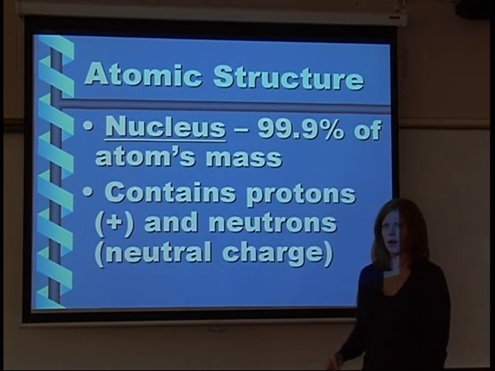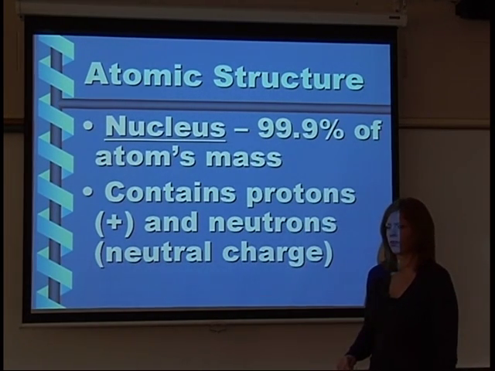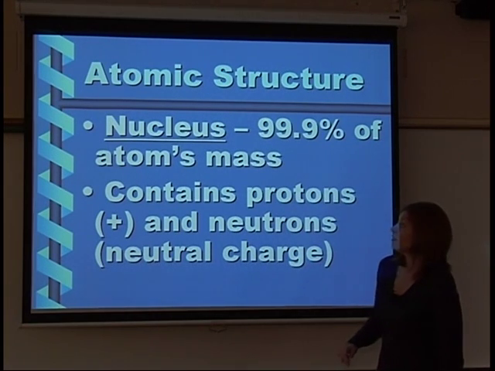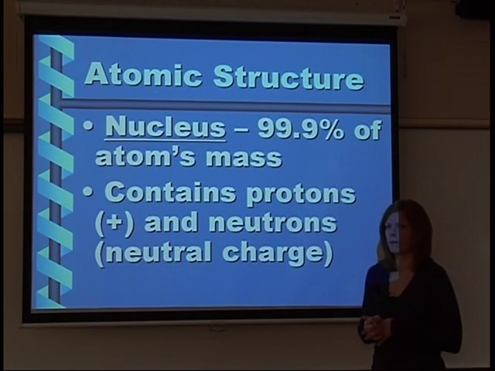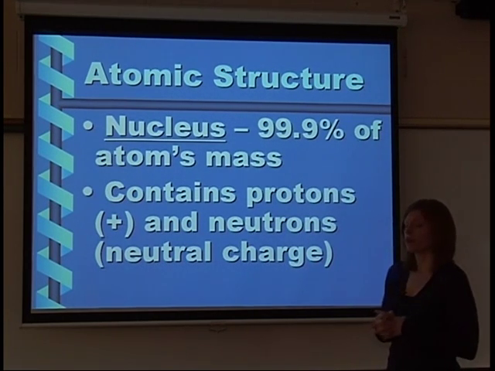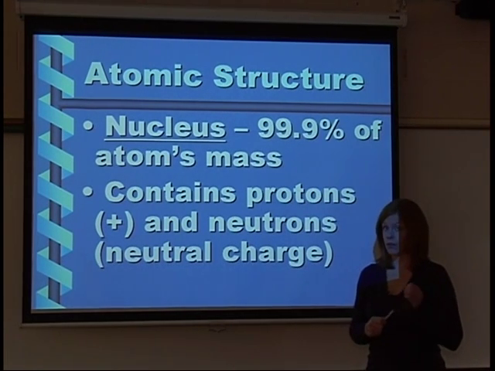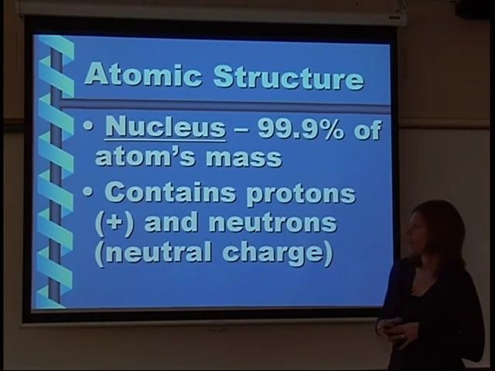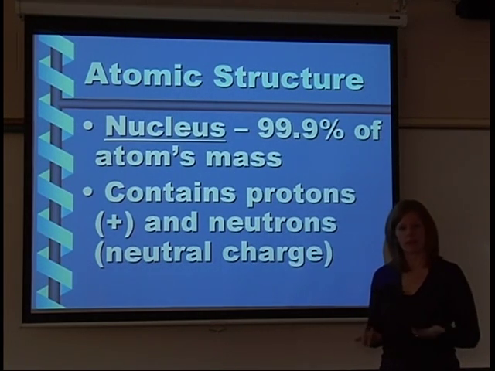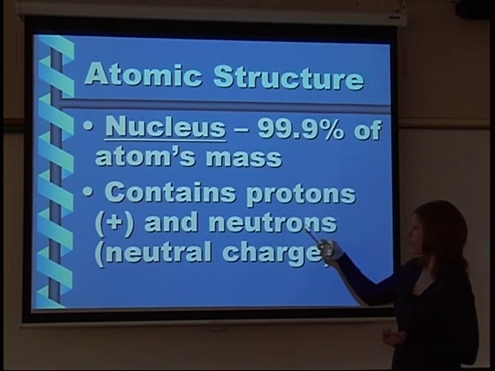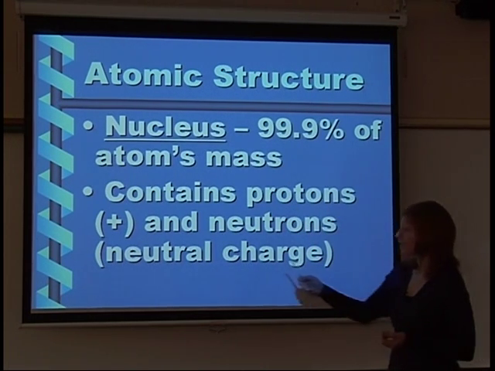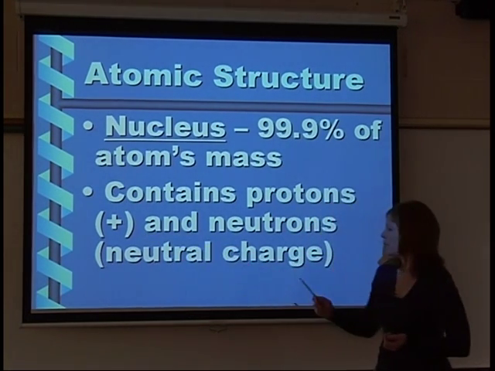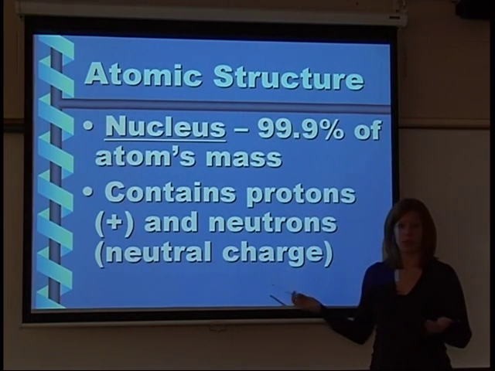So let's get into the atom a little bit more, the actual structure of what an atom looks like. So in the atom, we have a nucleus. The nucleus is the center of the atom, and that's the heaviest part of the atom. It's 99.9% of the atom's mass. So it's a very, very small but a very densely packed structure. Inside of the nucleus, you have 2 subatomic particles, protons and neutrons. Protons have a positive charge, and neutrons have a neutral charge or no charge.